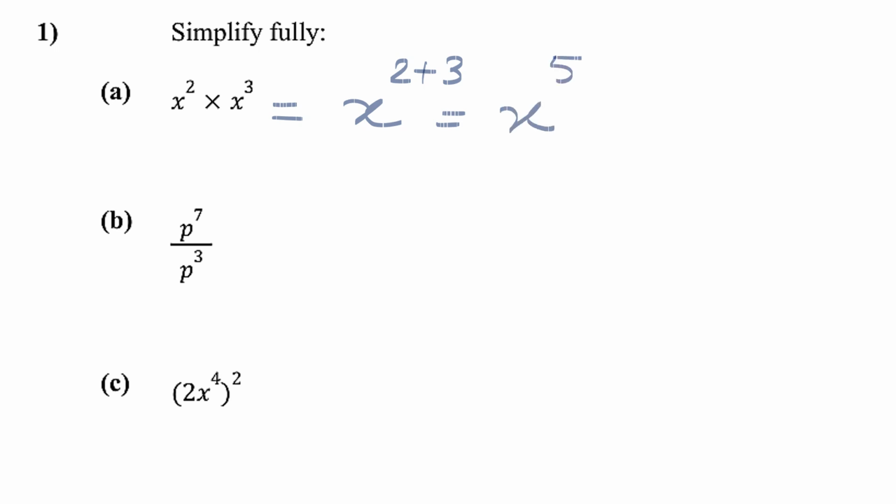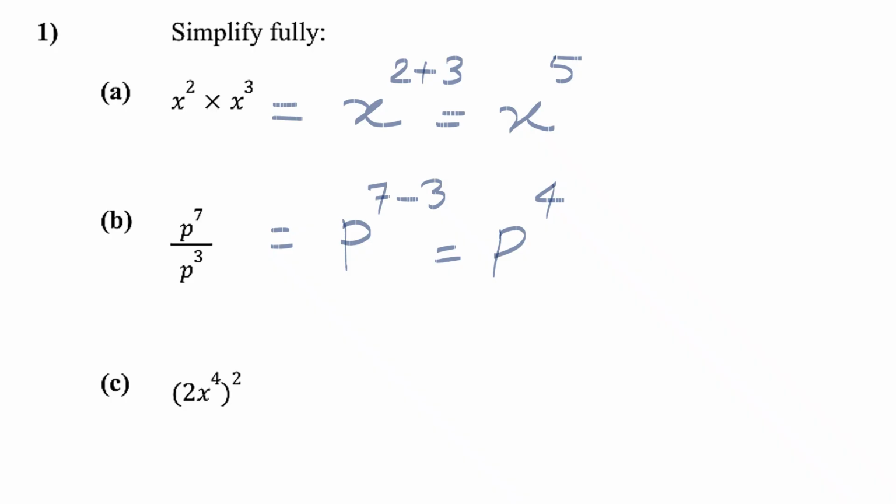Now the next one we have is p to the power 7 divided by p to the power 3. Again the condition is the base should be the same. Now my base is p, and since it's a division, we will subtract the powers, so it will become p to the power 7 minus 3. You will write p one time, and 7 minus 3 gives you 4. So your final answer will be p to the power 4.